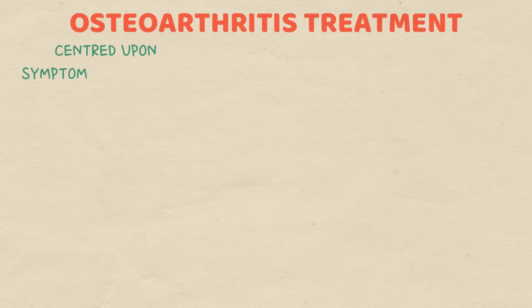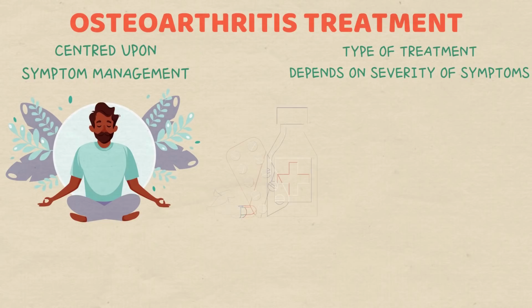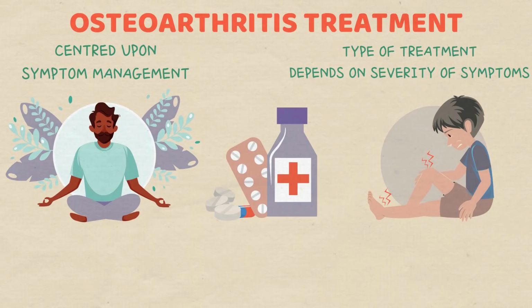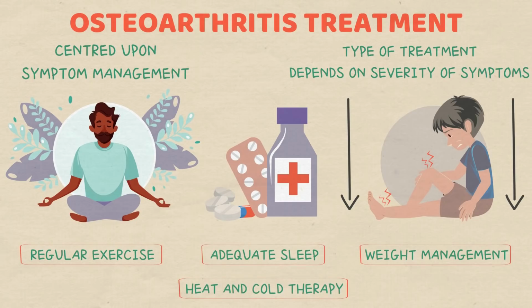Osteoarthritis treatment is centered upon symptom management. The type of treatment that will help you the most will largely be determined by the severity of the symptoms and their location. Often, lifestyle changes, over-the-counter medications, and home remedies will be enough to provide you with relief from pain, stiffness, and swelling. At-home treatments and lifestyle changes for osteoarthritis include regular exercise, weight management, adequate sleep, and heat and cold therapy for the joints.